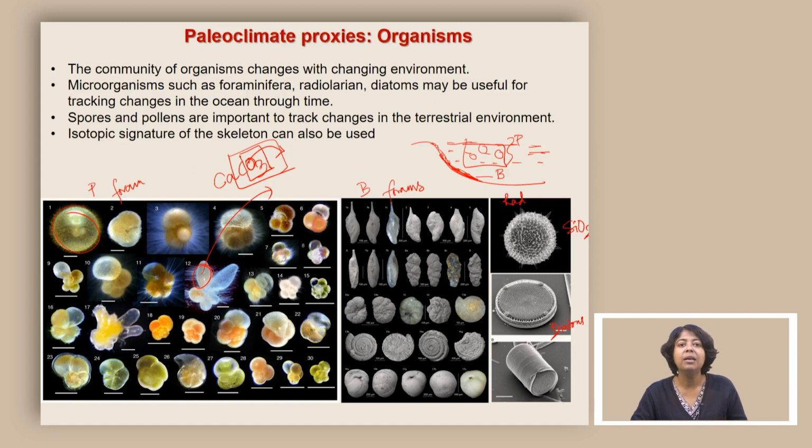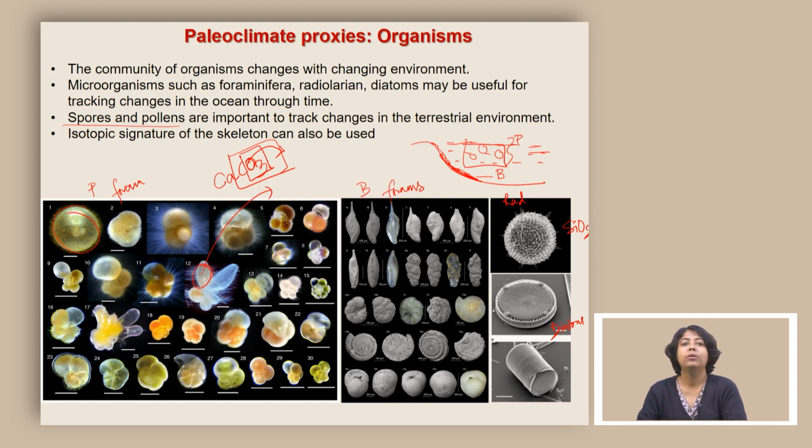If you are finding signatures of plants such as cactus, that tells you something about the growth of plants in a very dry condition. So, spores and pollens not only tell you about the temperature, they also tell you about precipitation and the overall condition on the land.